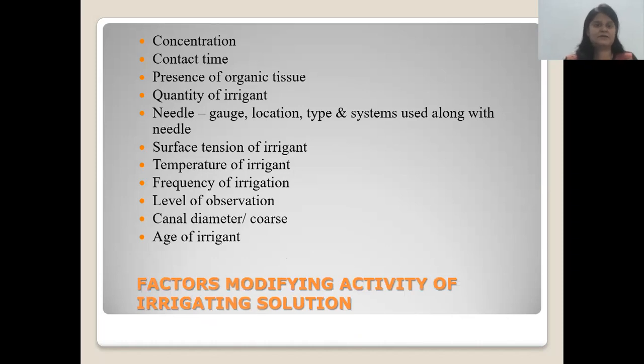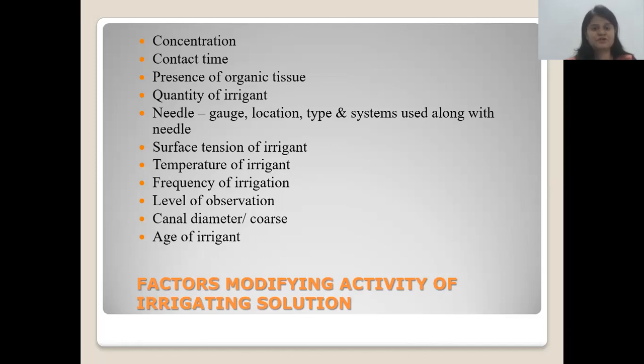So what are the factors which modify the activity of the irrigating solution? First, concentration of the irrigant. What concentration you are using, whether low concentration or high concentration. Then contact time, meaning how much time the irrigant solution remains in the root canal system. Then presence of any organic tissue which might affect the activity of the irrigant. Then how much quantity you are using to irrigate. Then what type of needle you are using. It includes the gauge, location, the type of the needle, and the system used for the needle. These are the things which affect the irrigation.